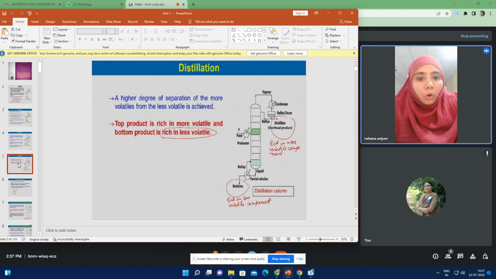So the top product we are having over here, the distillate, is a more volatile component, and the bottom product will be rich in less volatile component. So the top product distillate will be rich in more volatile component, and the bottom product will be rich in less volatile component.